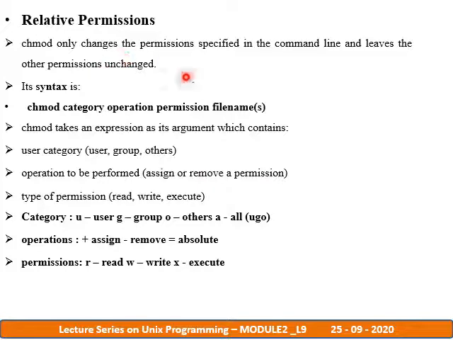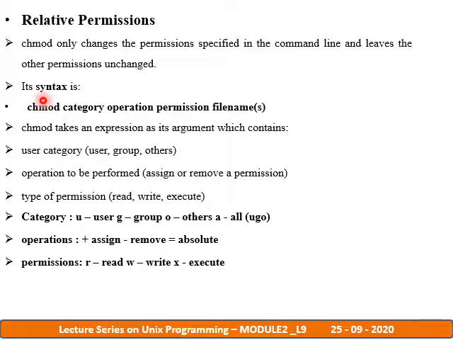Now let us move to the first one, relative permission. For both, the same command is used. In relative permission, the chmod command only changes the permissions specified in the command line and leaves the other permissions unchanged. This is how you use the chmod command. The syntax is: write the command chmod, then the category, the operation, then the permission and the file name.